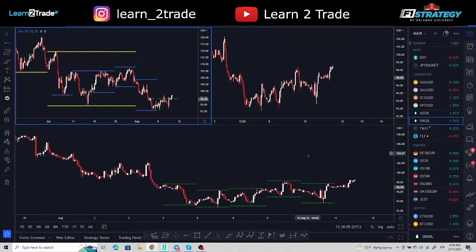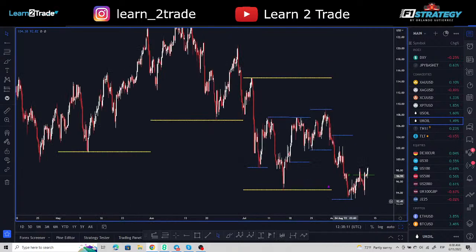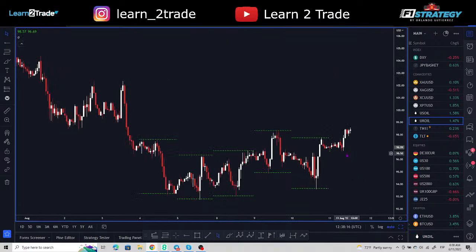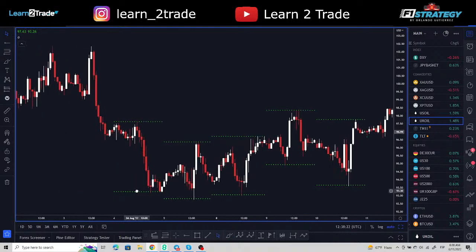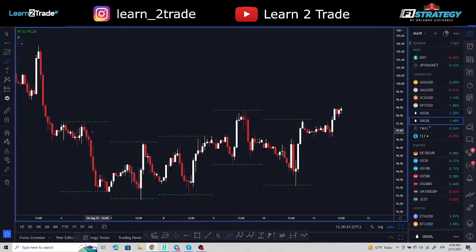Crude is super choppy. Just have a look at this. This is the hourly chart. And the past one, two, three, four, five, and with these, six sessions have been just so choppy.